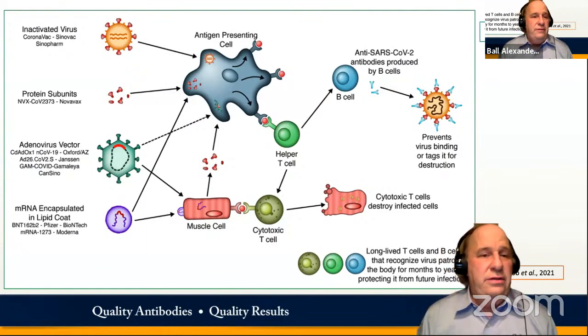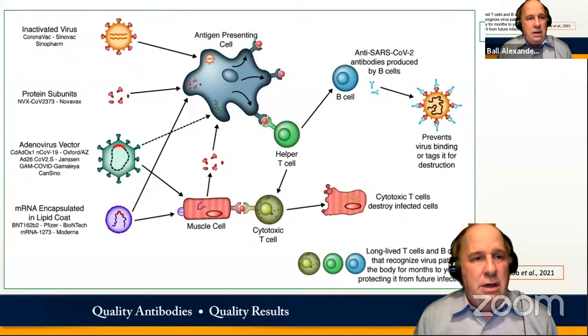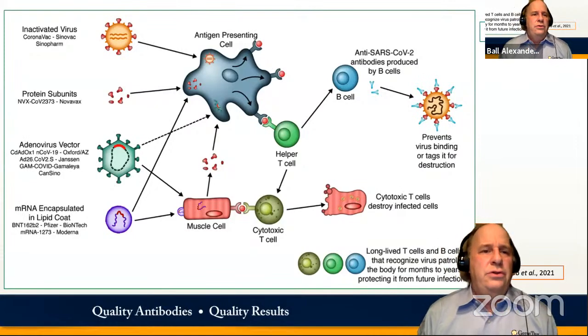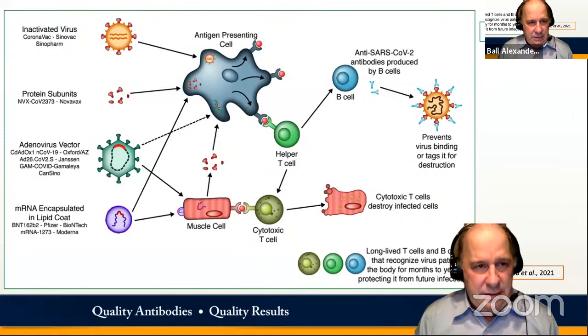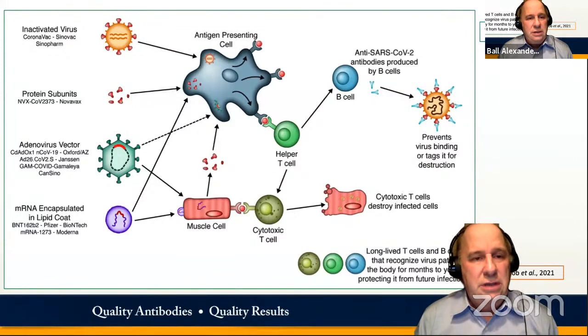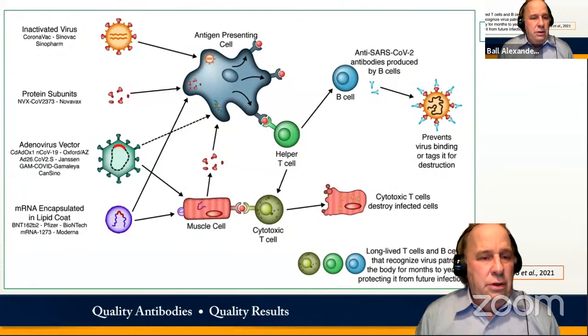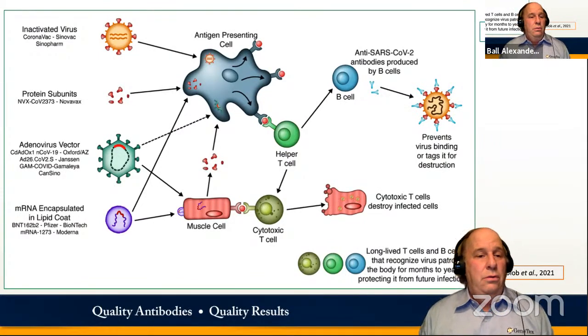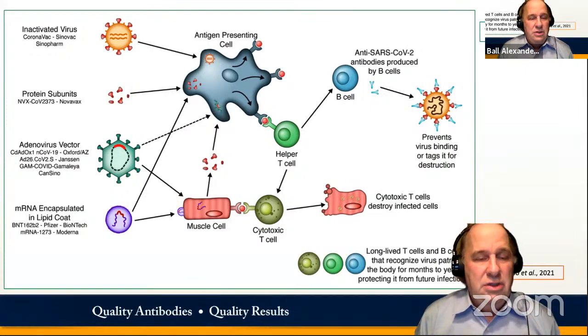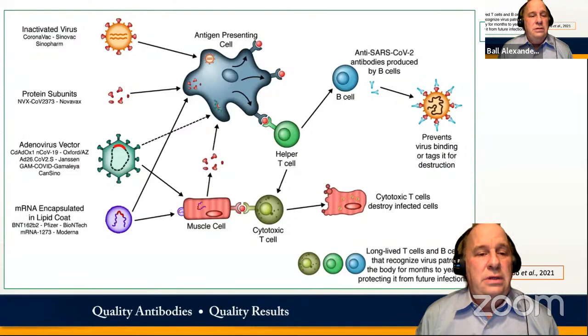Sinovac is an inactivated virus vaccine. The Chinese offer at least 7 vaccines, 5 of those are inactivated virus. Protein subunit vaccines like Novavax are actually pieces, protein subunits, generally spike from the SARS-CoV-2. Other ones, including the Oxford AstraZeneca, the Janssen or Johnson & Johnson, and the Gamaleya and CanSino, are adenoviral vector, so using an adenoviral vector to bring in and express in infected cells a piece of spike.